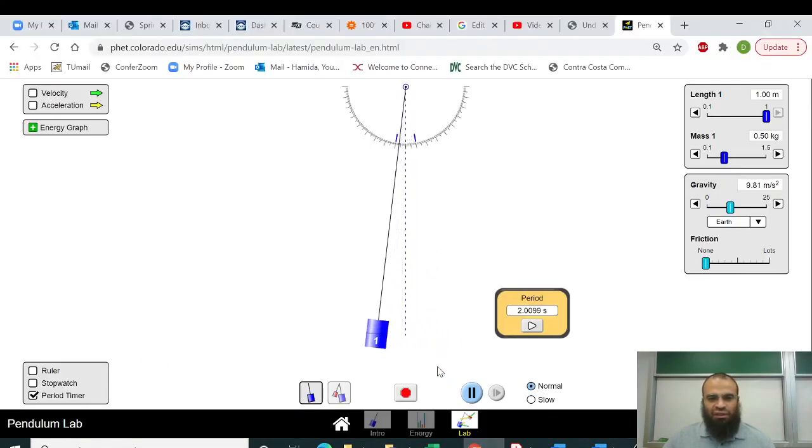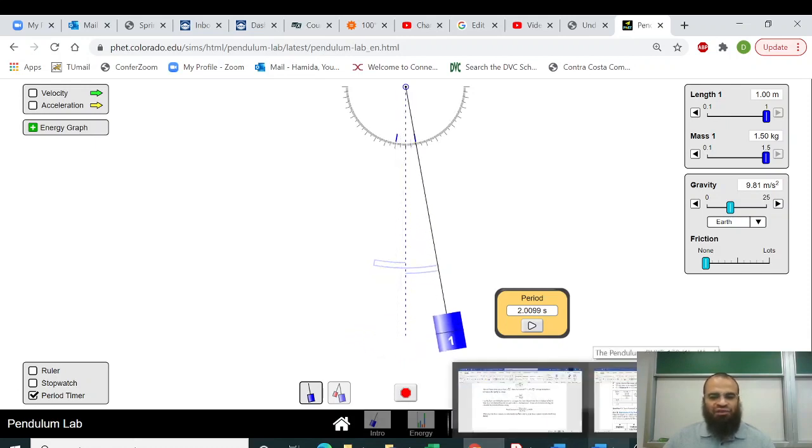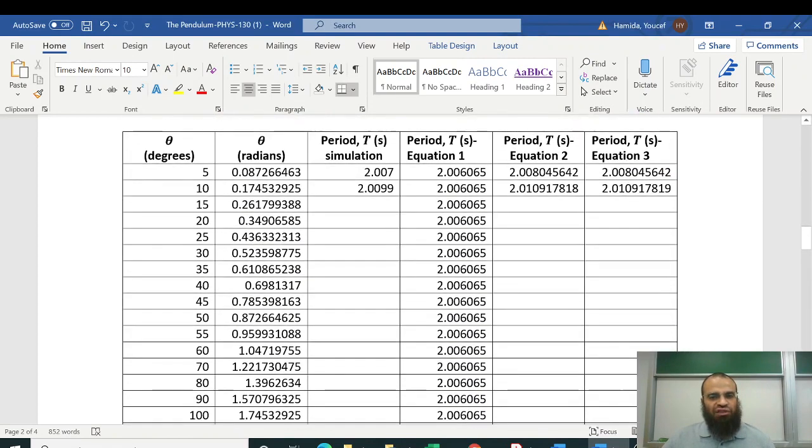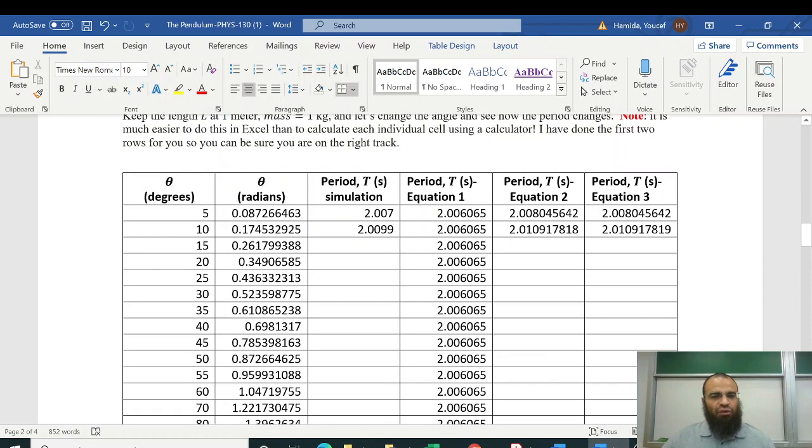So let me just show you here. Let me increase it to 1.5 kilograms, and let it go, and let's calculate the period, and it's exactly the same. Okay, that's fine. So we just wanted to double check that the mass does not affect the period. And the next one is we're going to change the angle. We're going to see how the angle affects the period.